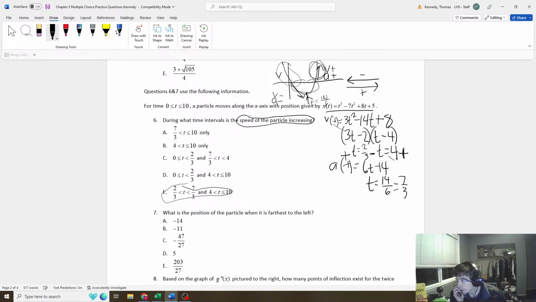Where did 6t minus 14 come from? 6t minus 14 is the derivative of the velocity. So I just took the derivative of 3t squared. That's 6t, and negative 14 is the derivative of negative 14t.